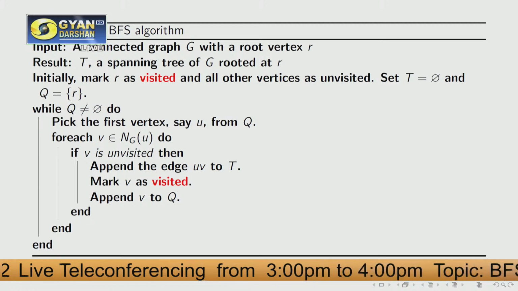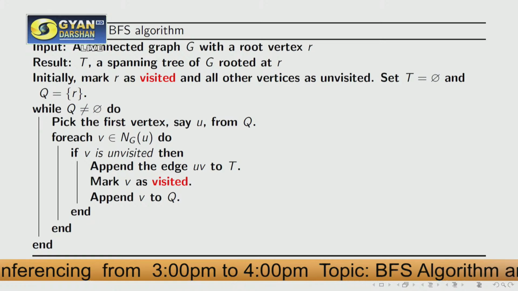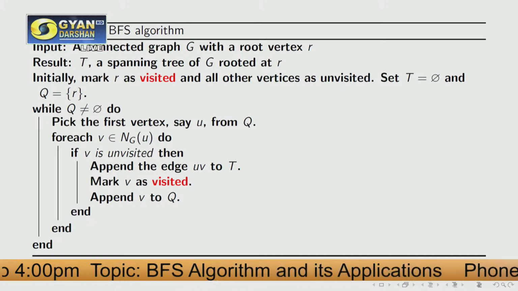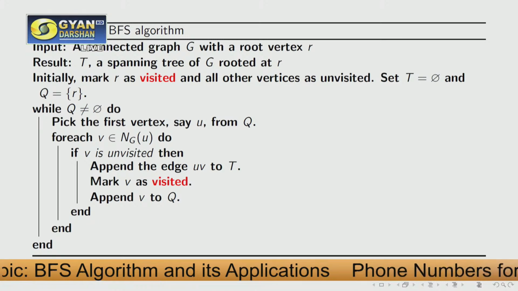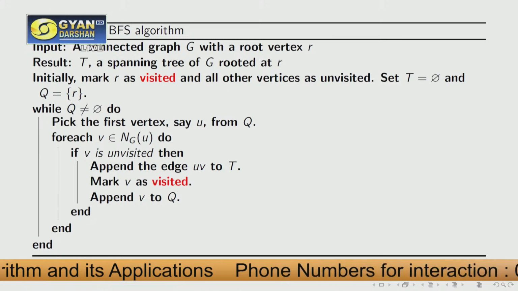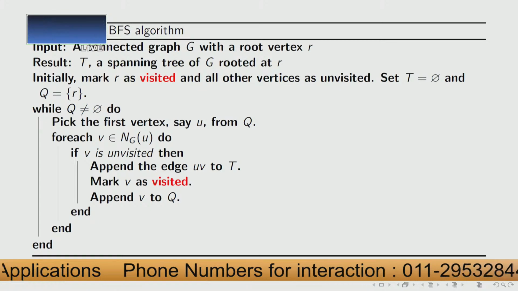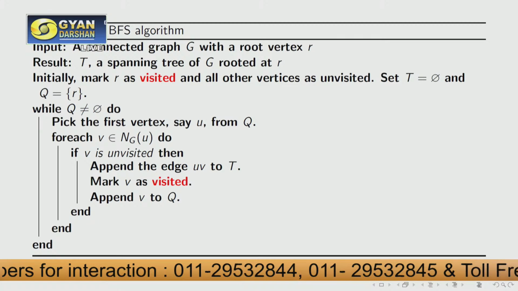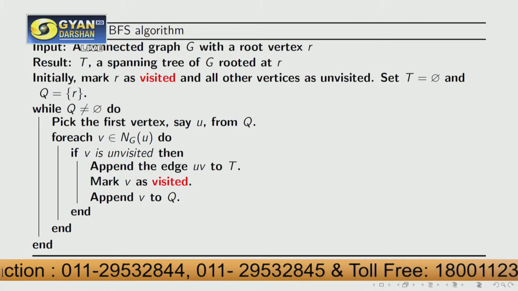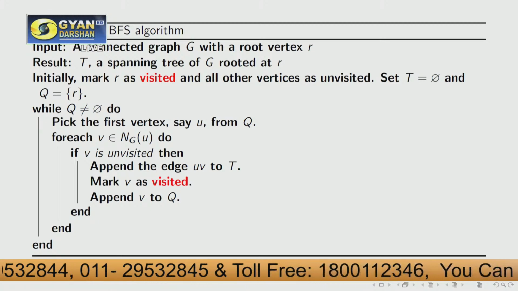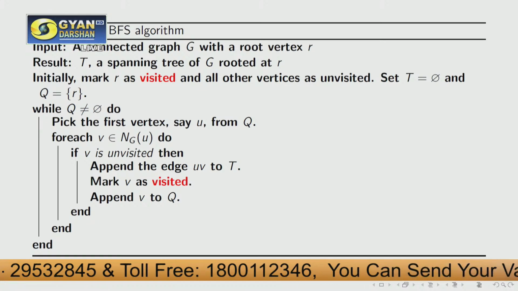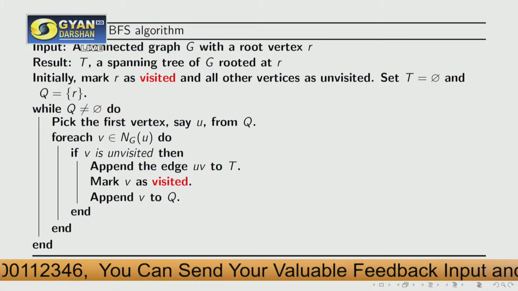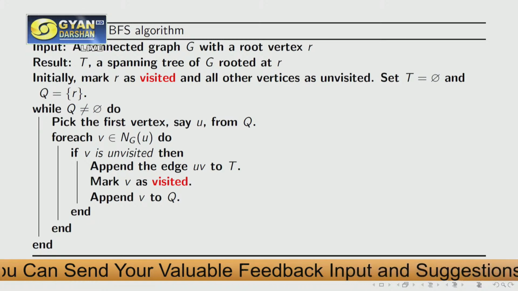So the main loop is as follows. While Q is not empty, do certain things. What are these things? Pick the first vertex, say U, from Q, and then for each V belonging to N(U), do again certain things. So for each V in N(U) means for each neighbor V of U. N(U) is just the set of all neighbors of U in the graph G.